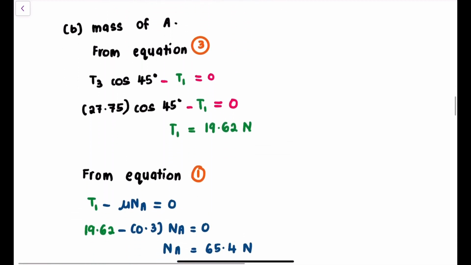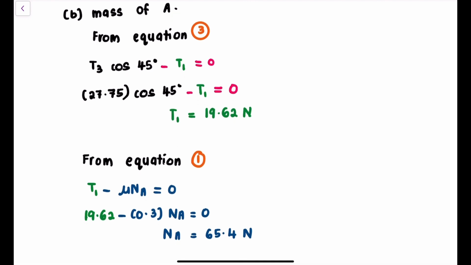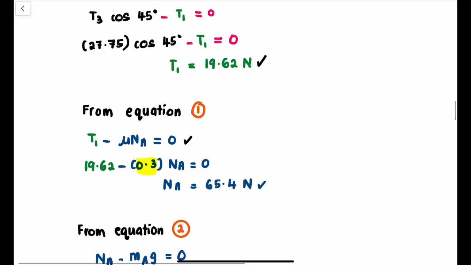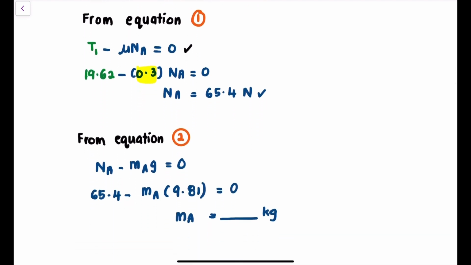Next, calculate the mass of object A. So from equation 3, we can write here T3 cos 45 minus T1 equal to 0. So we can determine the value of T1. After that, we use equation 1, T1 minus mu NA equal to 0. Then substitute the value of coefficient of static friction, mu, and then determine the value of normal force. Then, from equation 2, NA minus MAG equal to 0, then substitute the value of normal force. So we can determine the value of mass A.